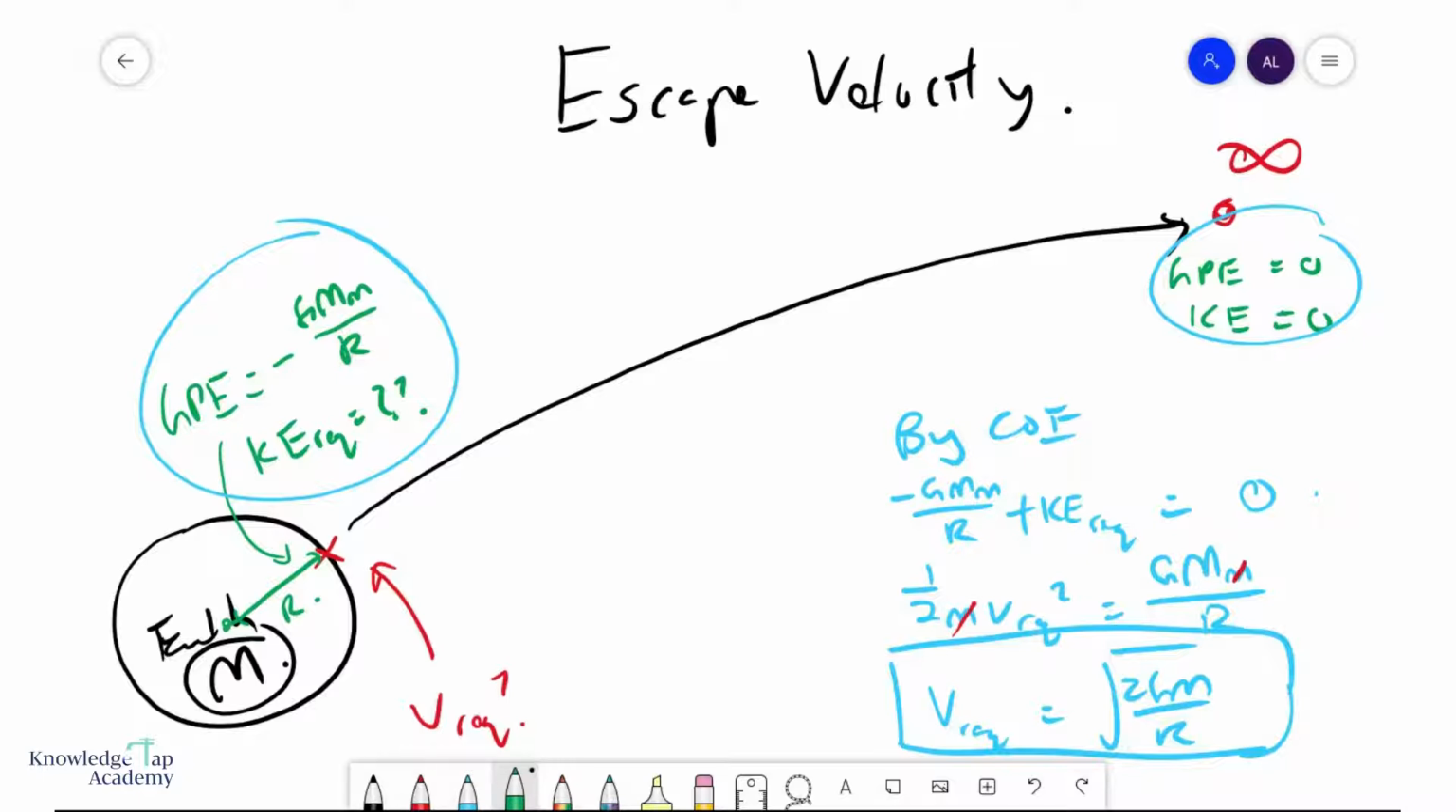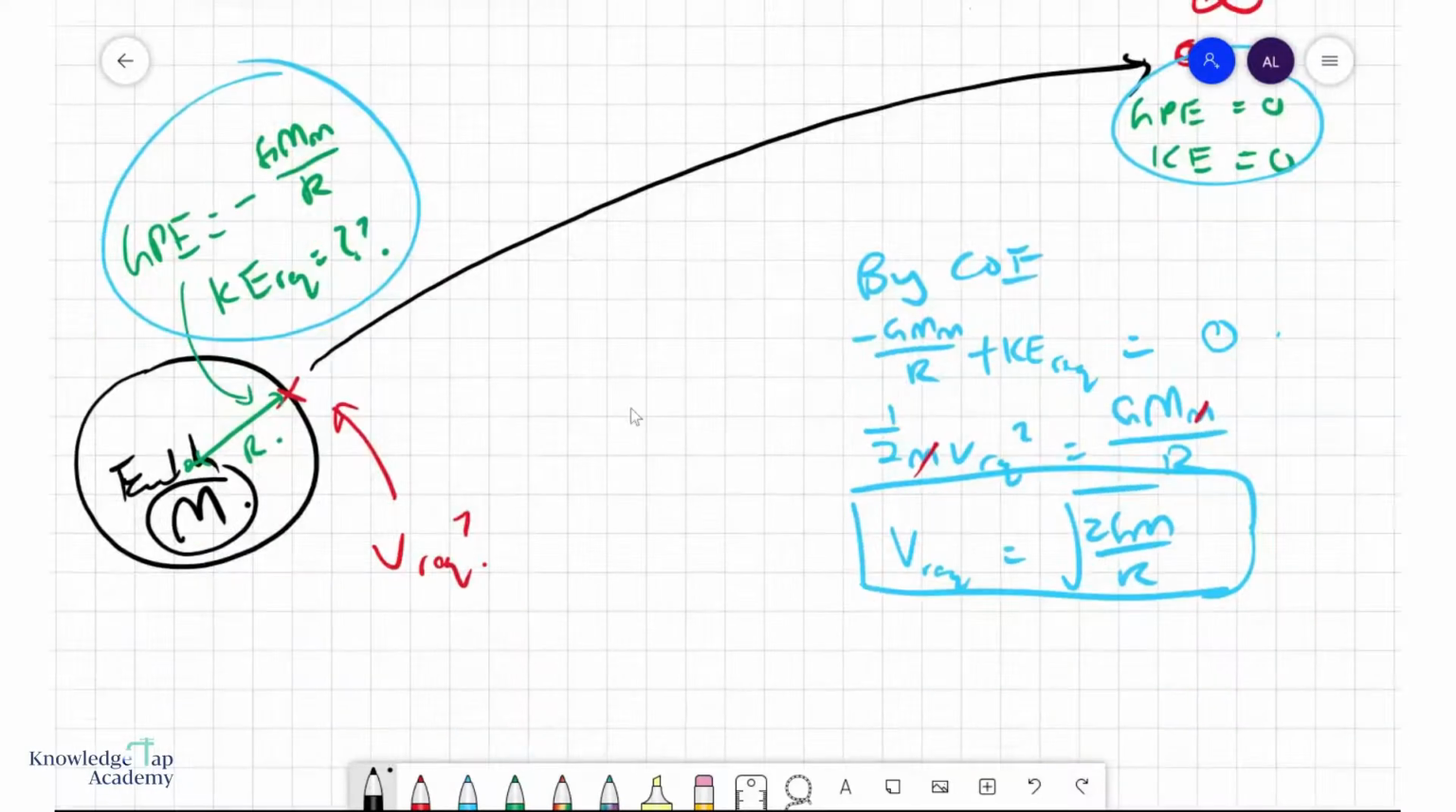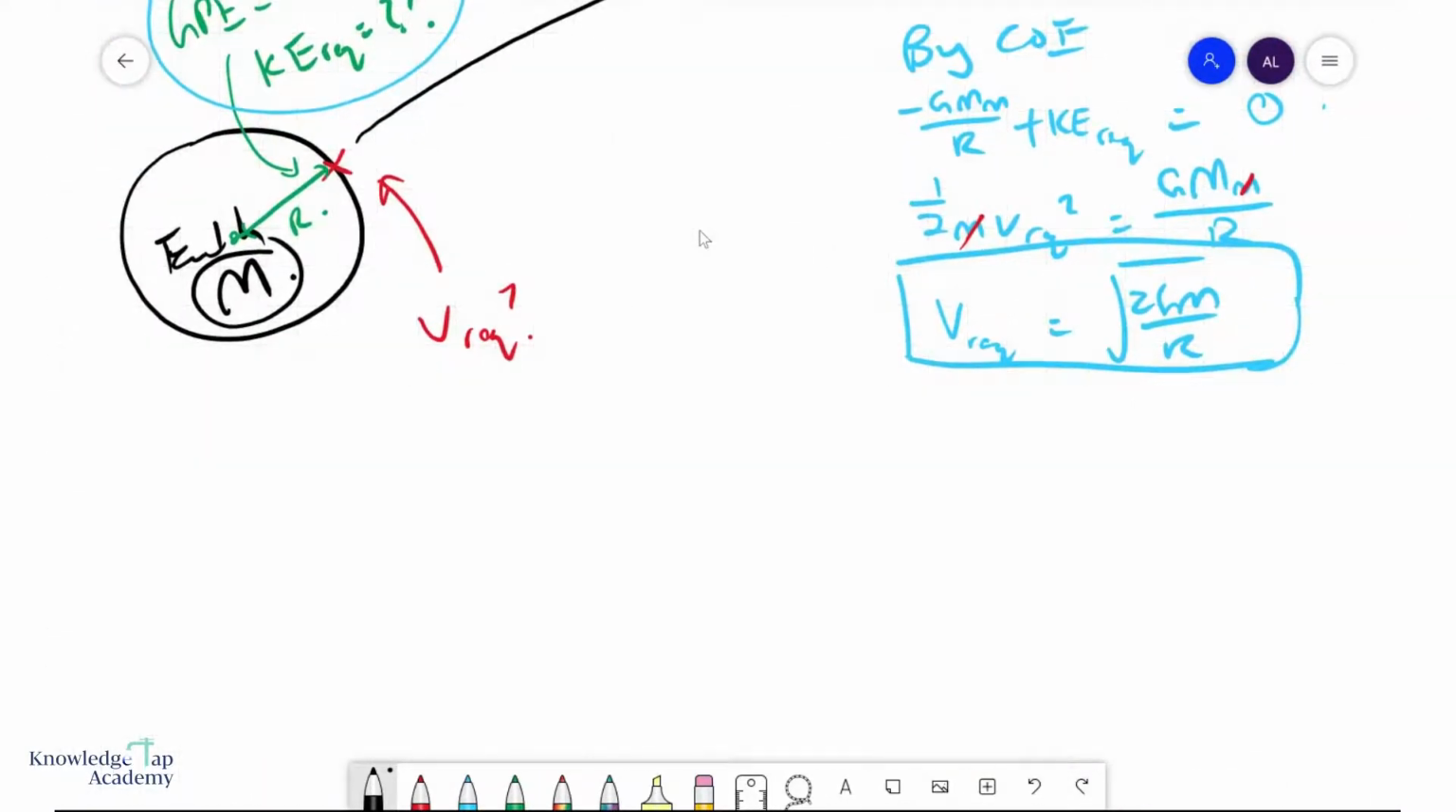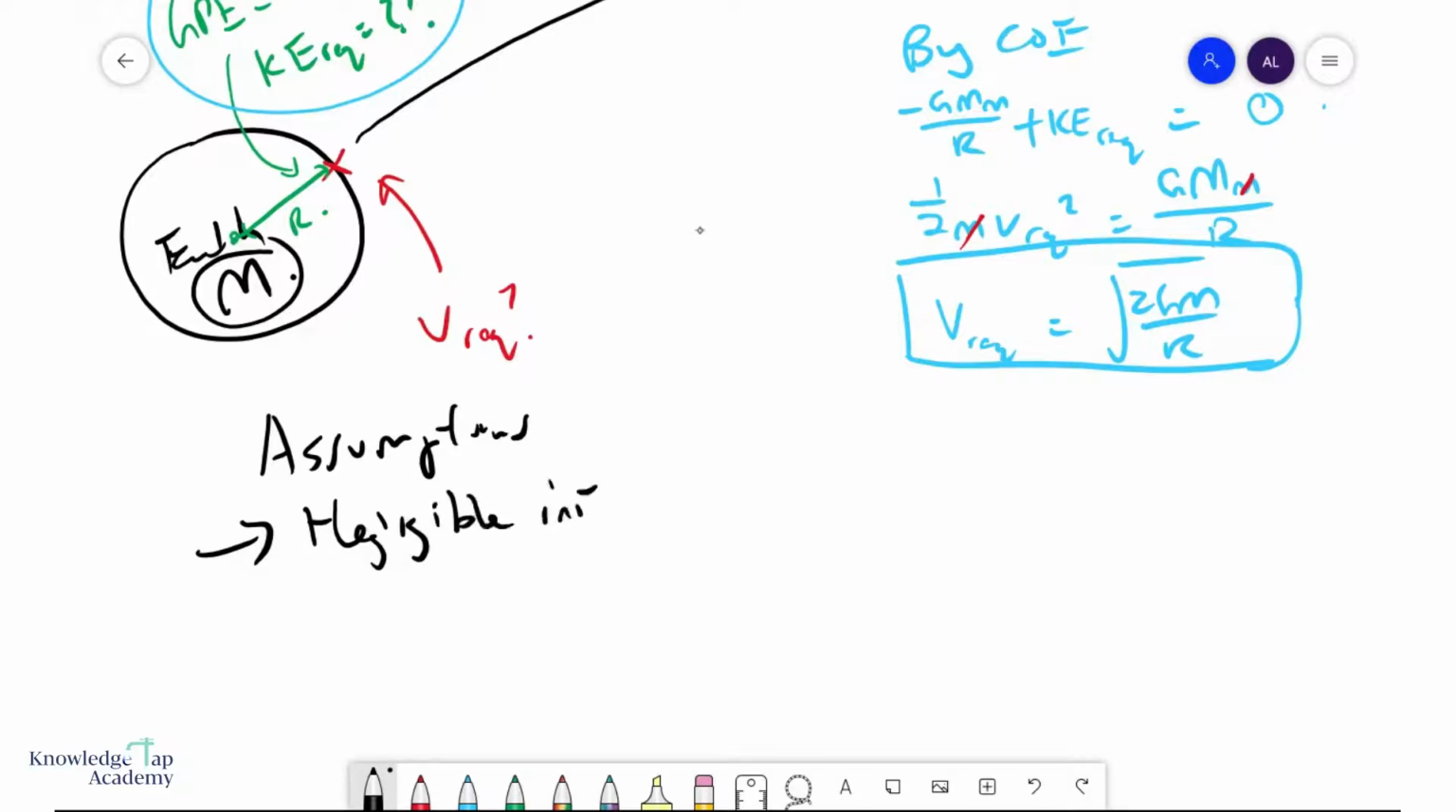There are, however, some assumptions that we must have. And so let us make sure we understand what the assumptions are. The key assumptions, first of all, include that you assume that there is negligible initial KE, which is how much KE you might have down here. We don't know, but it can't be so much.